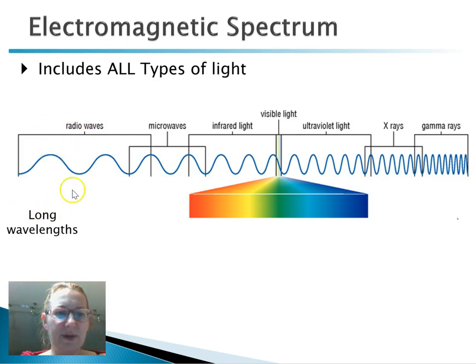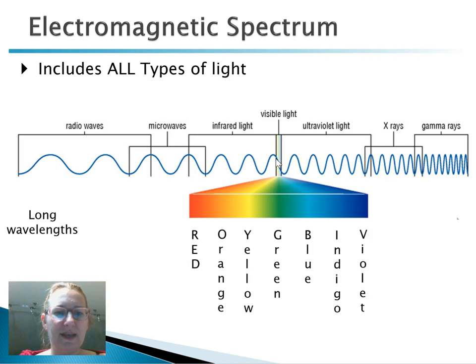Down on this end, we have very long wavelengths, starting with radio waves, moving to microwaves, and then moving to infrared light. And then we get this tiny little portion of the electromagnetic spectrum that is the visible light that we think of when we think of light. And we know we can separate visible light into the colors of the rainbow. After visible light, we move into ultraviolet light, X-rays, and finally gamma rays. And if we look at the frequency of these waves, we have very short wavelengths at this end.